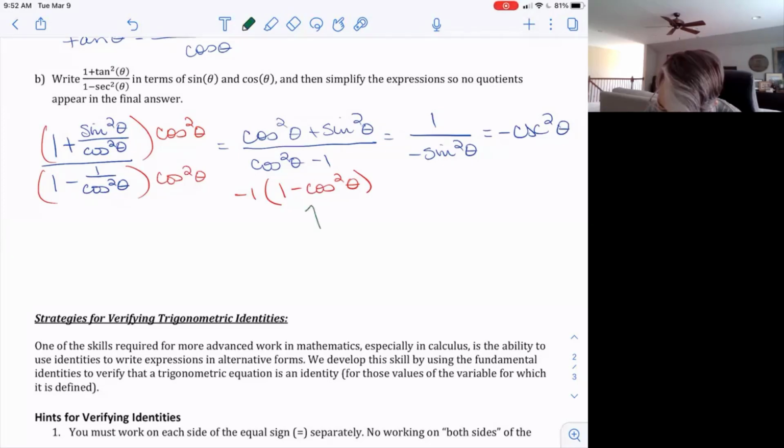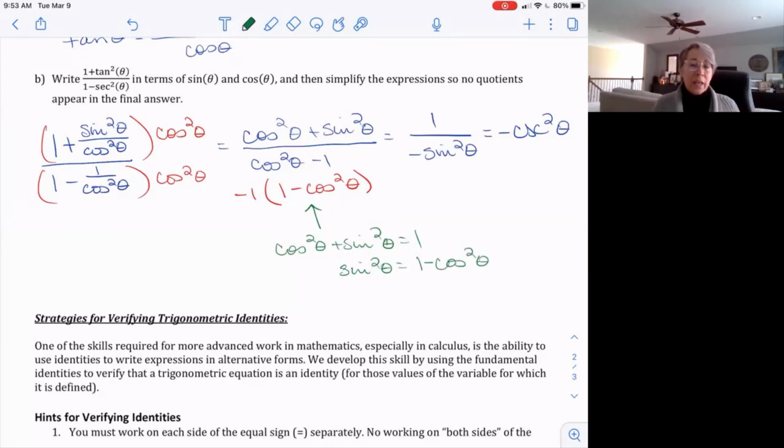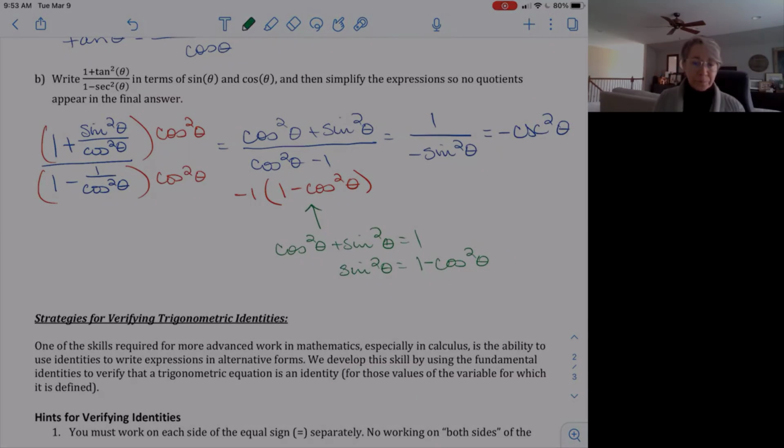So if you're wondering where this comes from, again, we've got cosine squared theta plus sine squared theta equals 1. That's the granddaddy. Remember what I said, whenever you see a squared trig function and a 1, you want to look to see, is this something that can be simplified? So if I solved for my sine squared theta, we would get 1 minus cosine squared theta, which is why we chose to factor out that -1 to put it in that format.